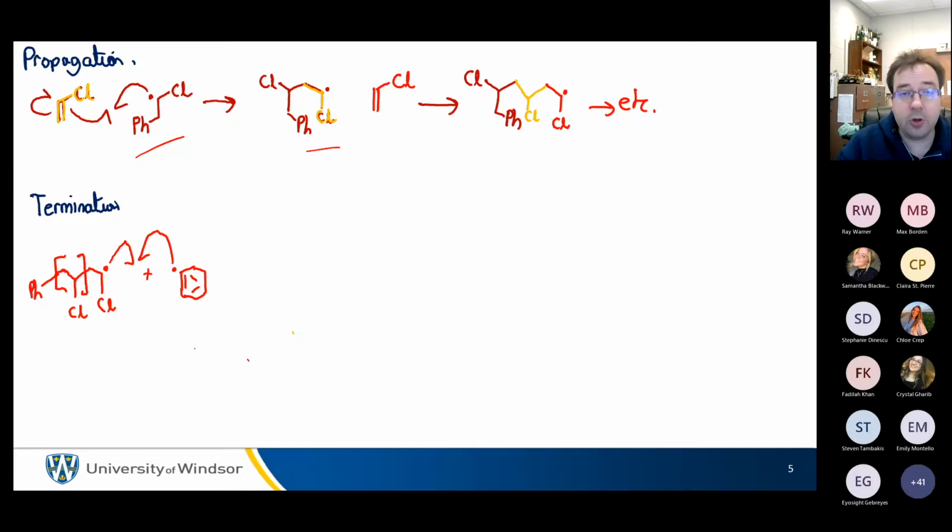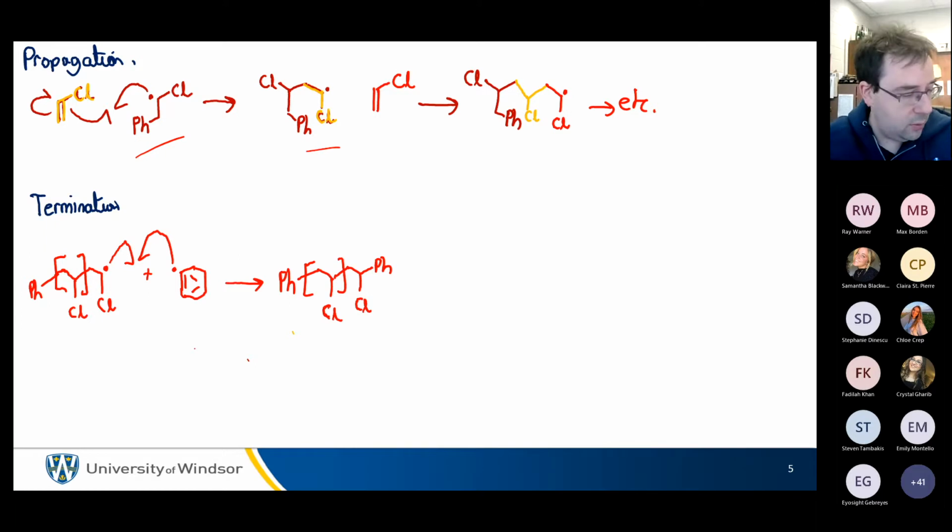this termination step, we just have 2 radicals become 0. And it's termination because we're done. Like, this can no longer do anything. It's like we've closed off the radicals. The radicals are dead. So radical reactions follow this pathway: activation, initiation, propagation, termination.